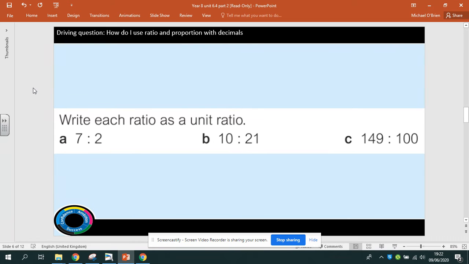So here we've got 3 questions. Write each ratio as a unit ratio. Remember, it can be either number, the first or the second. You just use the smallest number. So you can probably do these without a calculator, but if you've got a calculator, by all means use one. Pause the lesson now, restart it after you've completed the work.